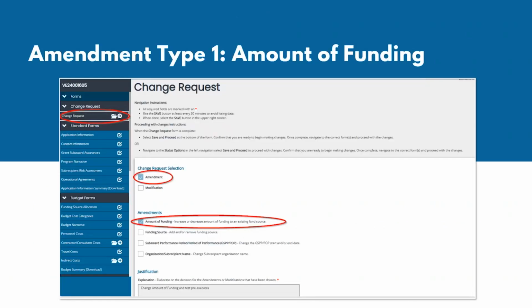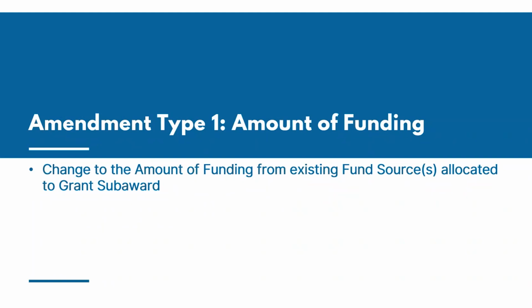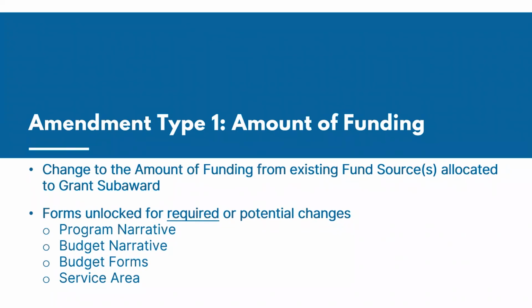We will now move into the 4 amendment types. The first is the amount of funding, which is amendment type 1. That is basically an increase or decrease to the amount of funding to the grant subaward. When this is selected, it will unlock some forms. The forms that will be unlocked when the grant analyst selects the amount of funding type will be the budget forms, the program narrative, the budget narrative, if there is a budget narrative with the grant subaward, and it can also include the service area. When the forms are unlocked and the status is change request, change in progress, the subrecipients will be able to go in and make changes.